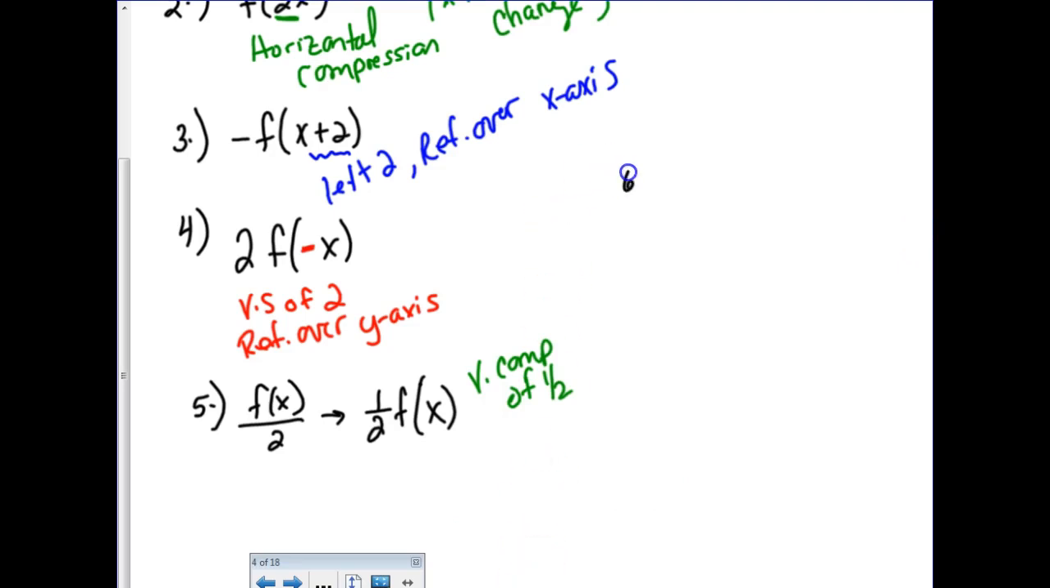I'm going to move over here now. Okay, number 6, f of x minus 2. That should be an easy one for you guys. That means what direction? Right 2. Very good. So it's being shifted horizontally, right 2 units.